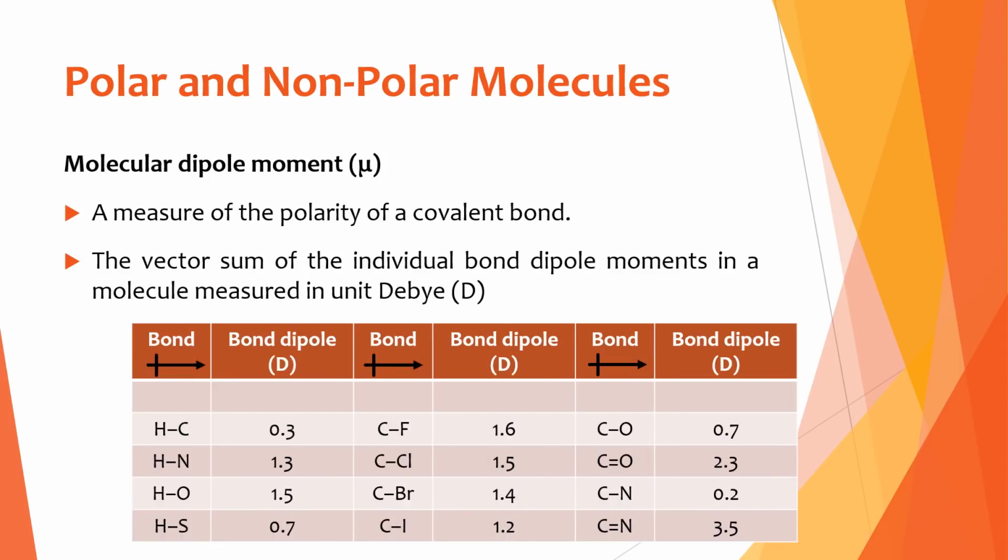To determine whether the molecule is polar or nonpolar, you need to find the molecular dipole moment of the molecule. Molecular dipole moment is a measure of the polarity of a covalent bond. It is the vector sum of the individual bond dipole moments in a molecule, measured in the unit debye. So these are examples of the bond dipole, or debye, for each of the bonds in other compounds.